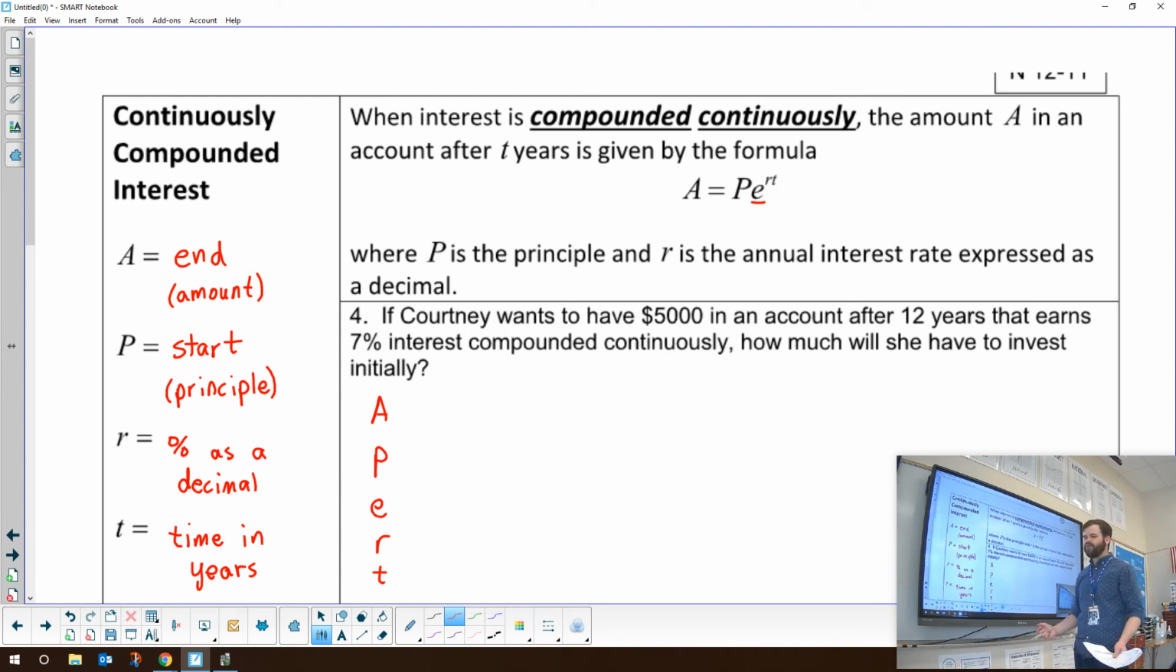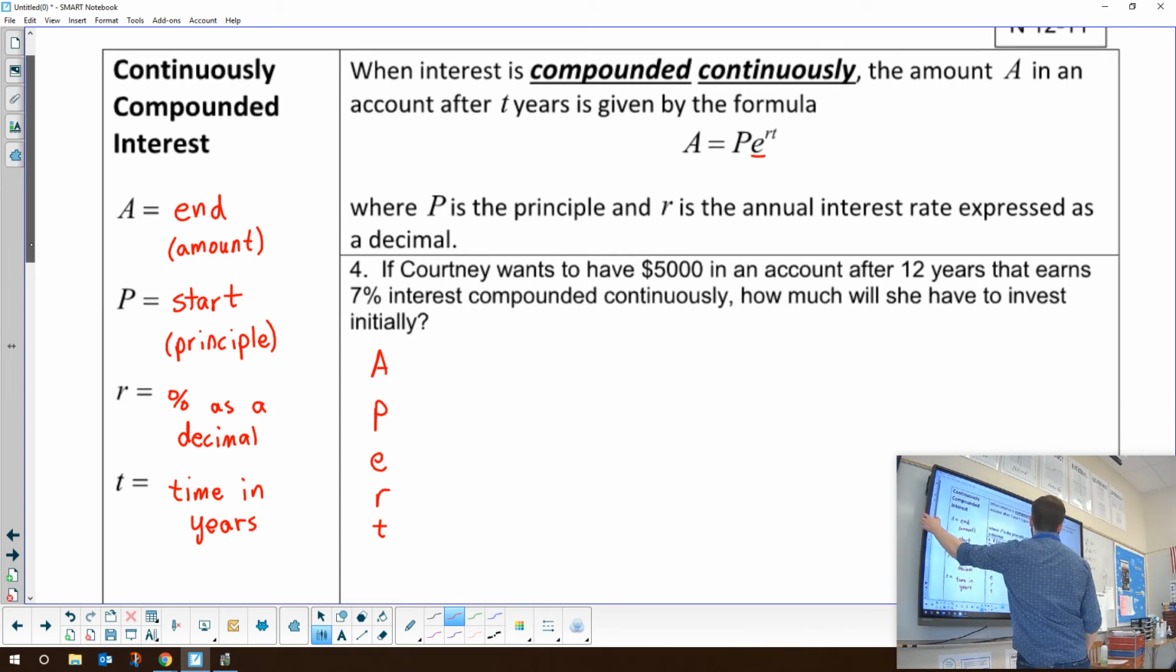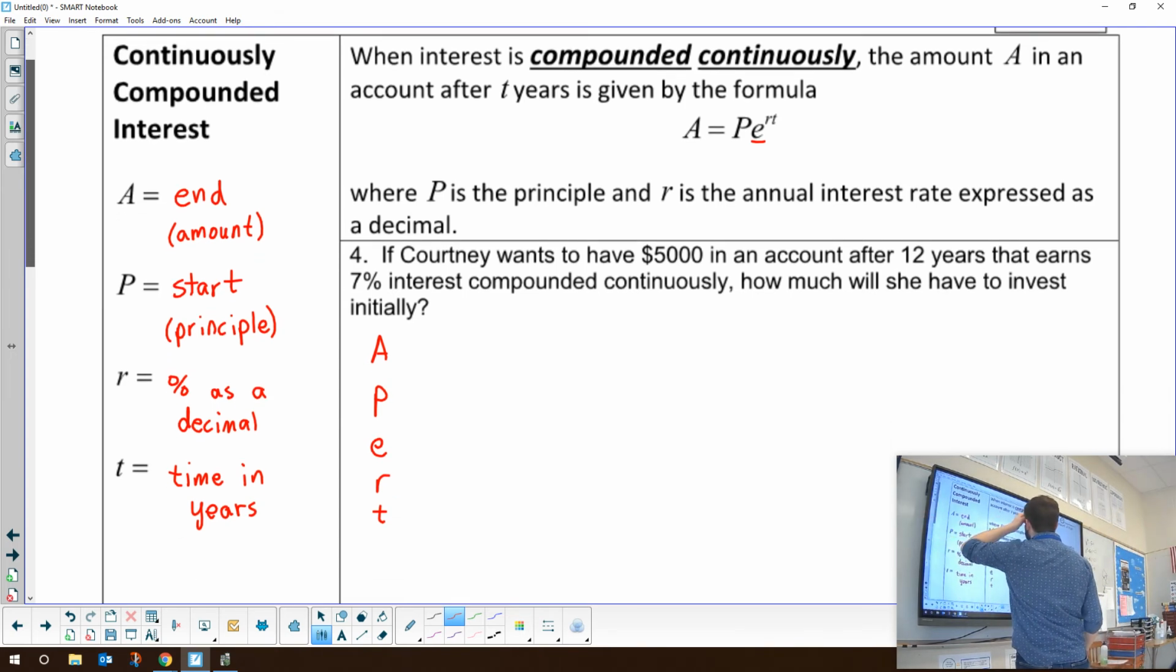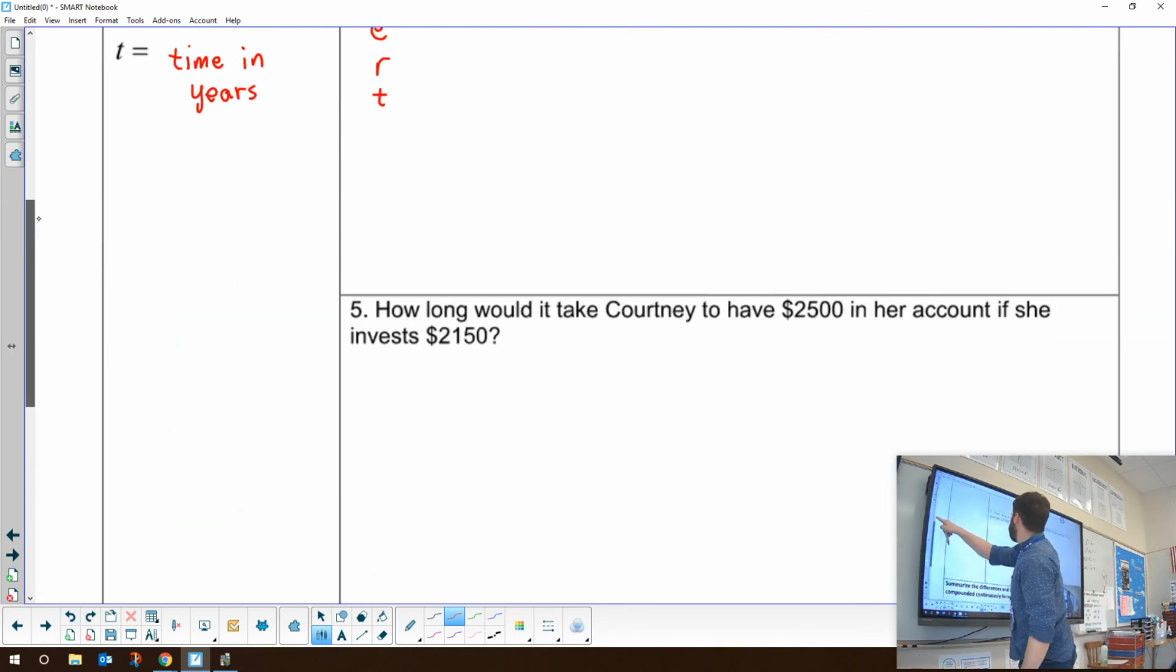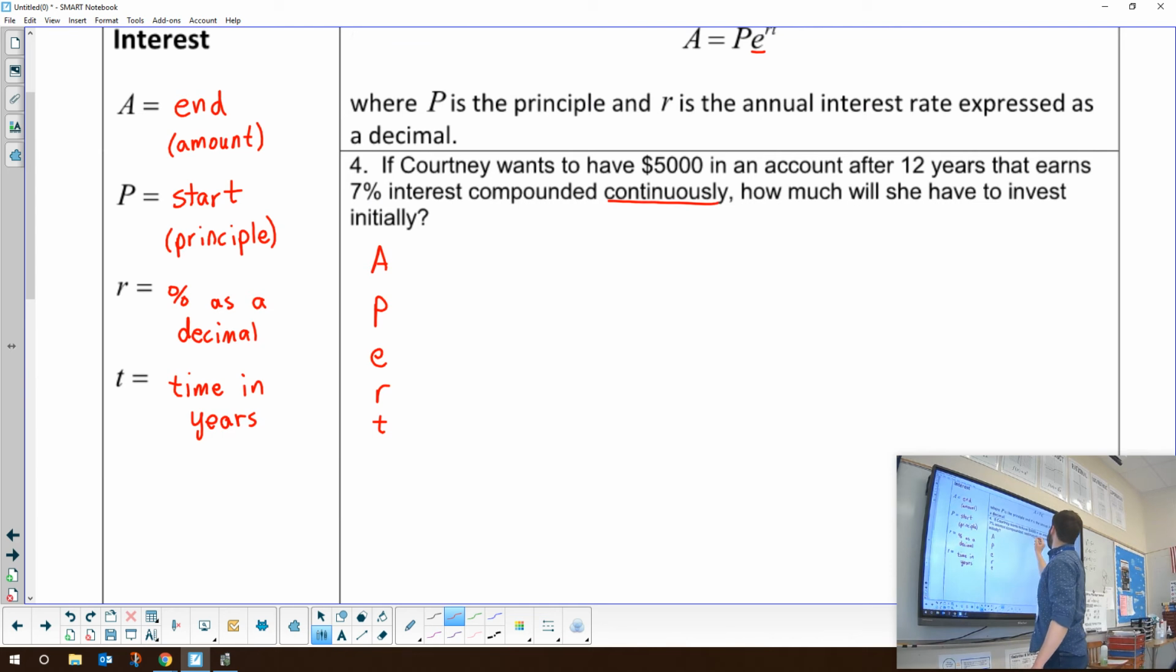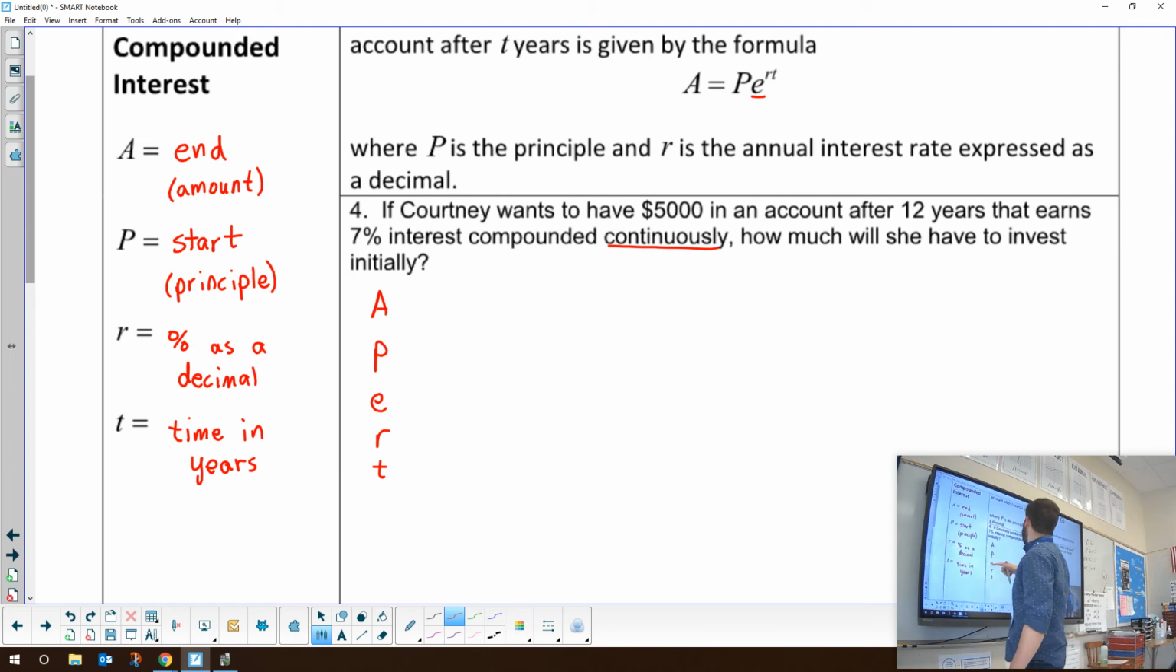I don't know if anybody would recognize that, but number 4 here says: if Courtney wants to have $5,000 in an account after 12 years that earns 7% interest compounded continuously. If you read the word continuously, whenever you're working on the homework, you're like, oh, I've got to use that one equation. You've got to use a PERT equation here. This is the equation that we're going to use if it ever compounds continuously. How much will she have to invest initially?